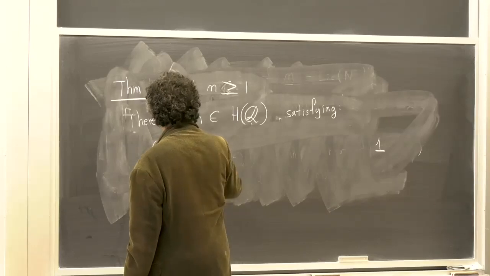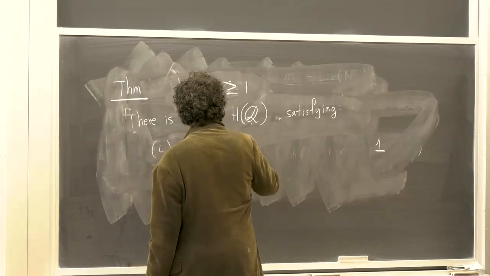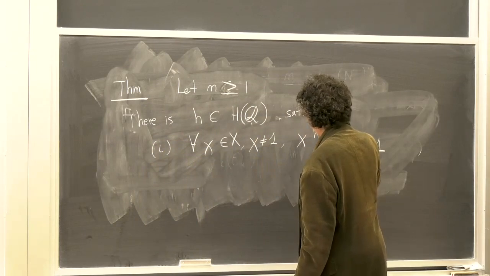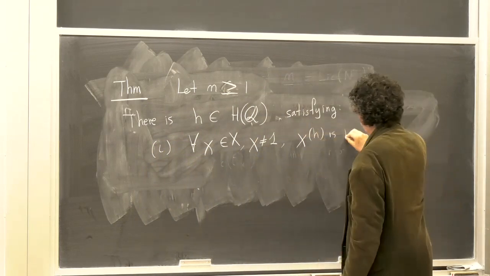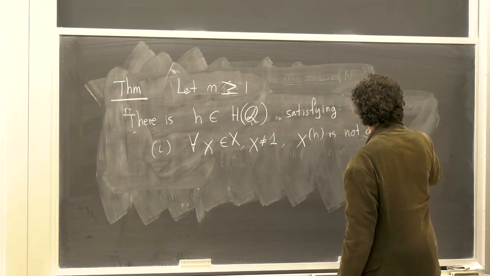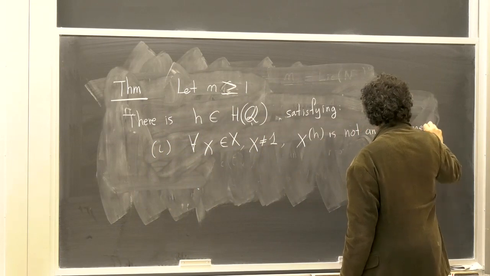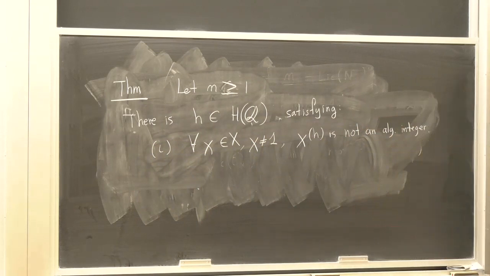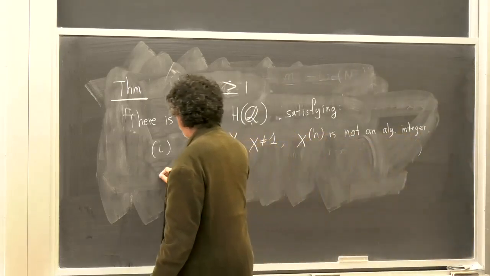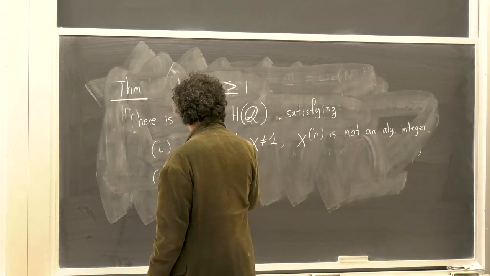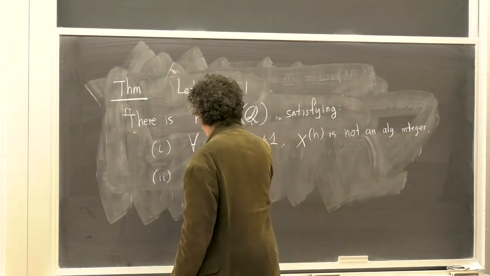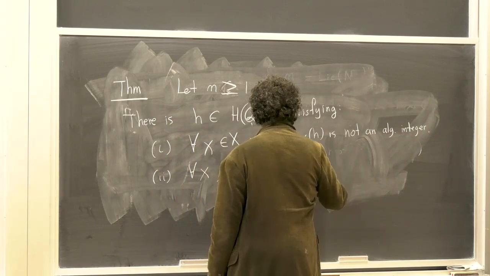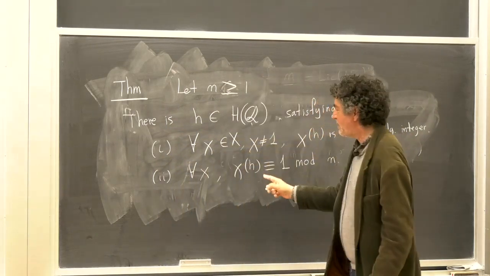I. For any chi in X, chi different from 1, chi of h is not an algebraic integer. So it is an algebraic number, but not an algebraic integer. And the second condition is that, in some sense, chi of h, for all chi, is congruent to 1 modulo n. So I will explain what this condition means.